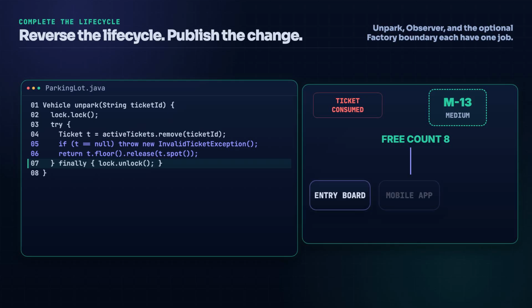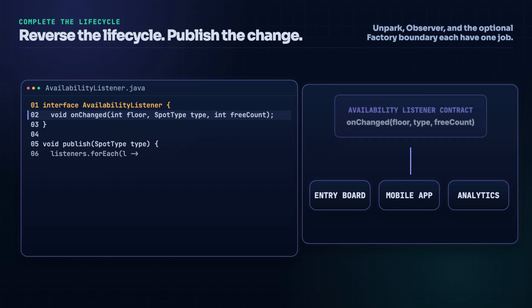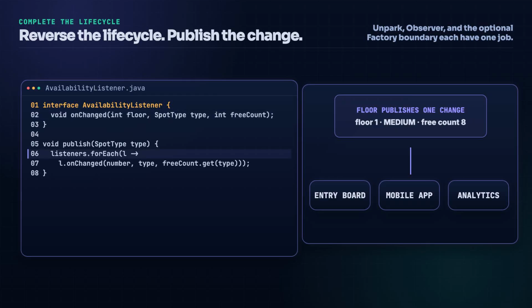Now a new requirement arrives. The entrance board, mobile app, and analytics all need availability changes. Direct calls from parking floor to every screen would mix display code into the parking domain. This requirement forces an observer seam. Type a small availability listener interface with one on-changed method. After a sign or release, the floor publishes its number, spot type, and free count. Listeners decide how to display or record it.